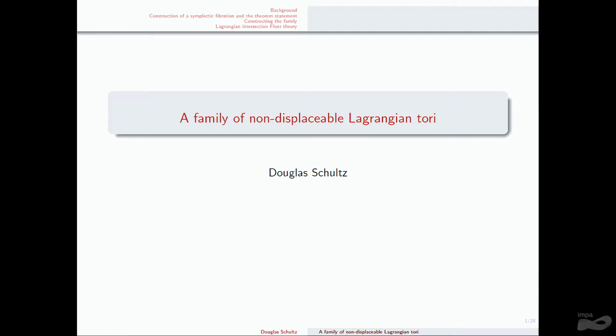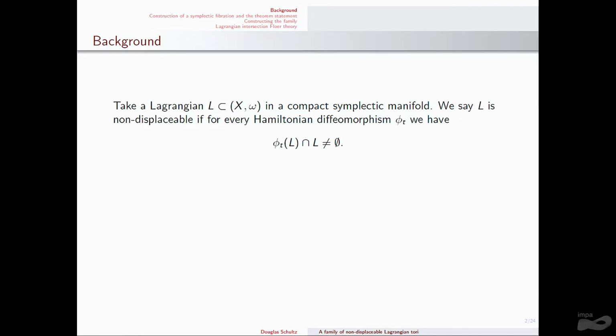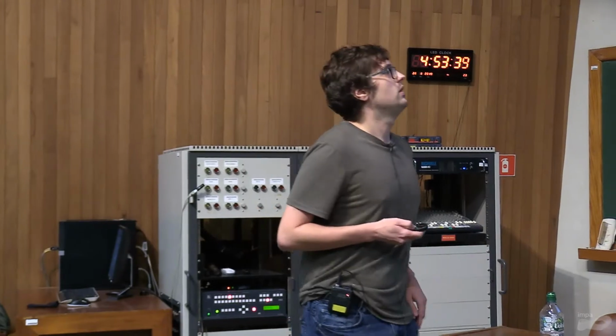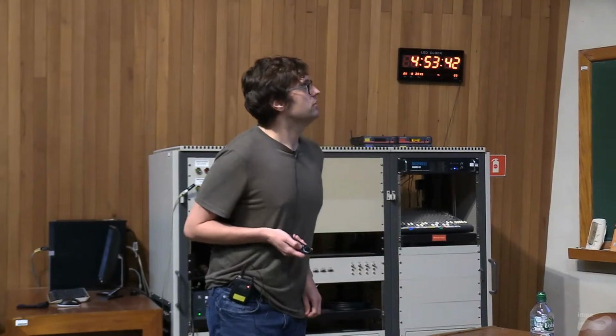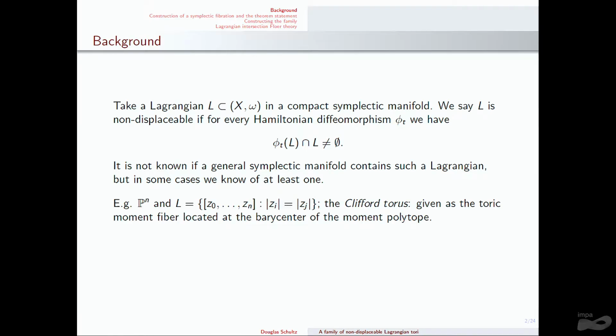I've been cooking up some machinery since my thesis, so I'll just talk about it. Take a Lagrangian L in a compact symplectic manifold. We say L is non-displaceable if it intersects every Hamiltonian push-off. In general, given a symplectic manifold, it's hard to tell if there is such a Lagrangian inside of it. But in a lot of cases, you know of at least one.